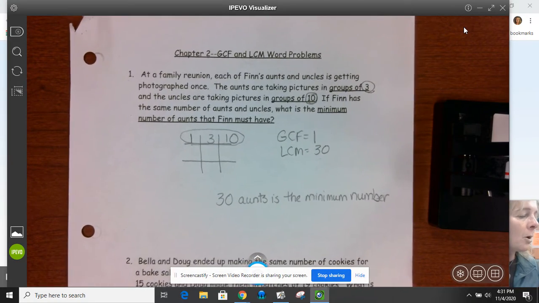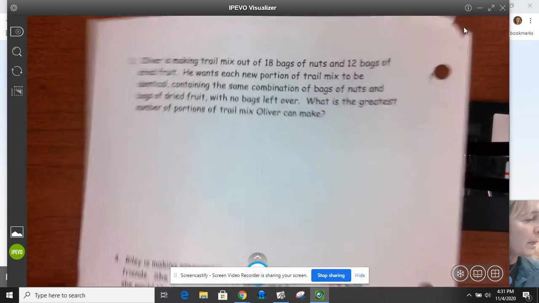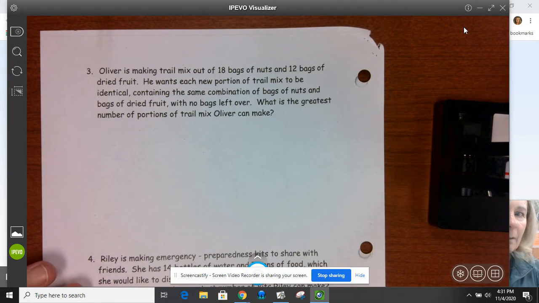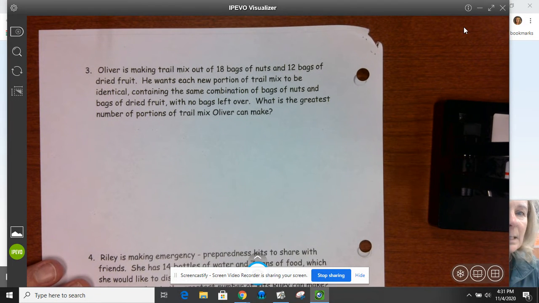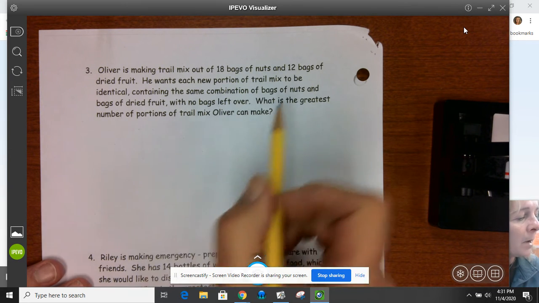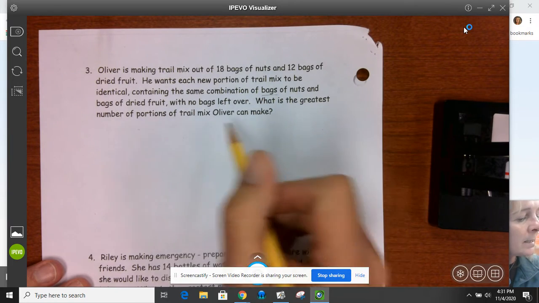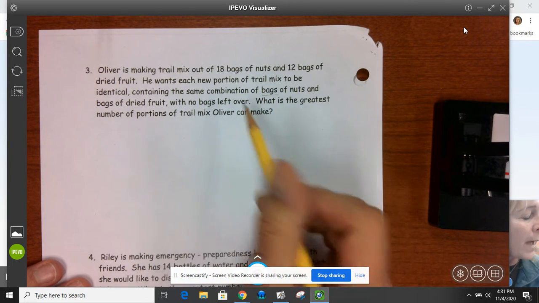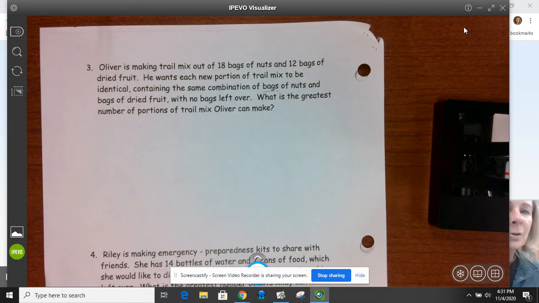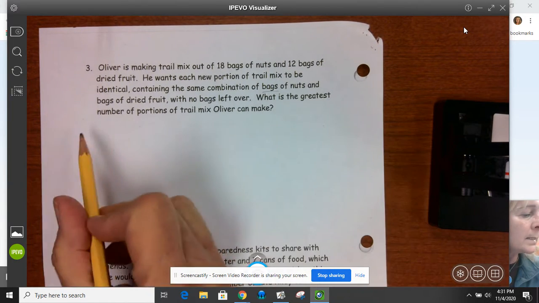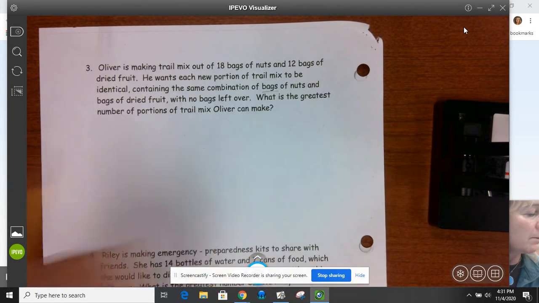The other one I want to go over is problem number 3 on the back. Oliver is making trail mix out of 18 bags of nuts and 12 bags of dried fruit. He wants each new portion of trail mix to be identical, containing the same combination of bags of nuts and bags of dried fruit with no bags left over. So he's putting all of this into bags. What is the greatest number of portions of trail mix Oliver can make?